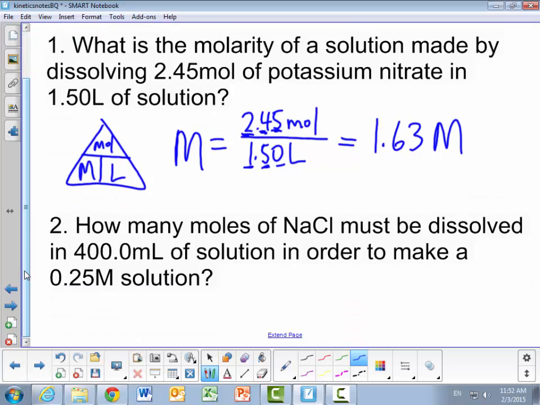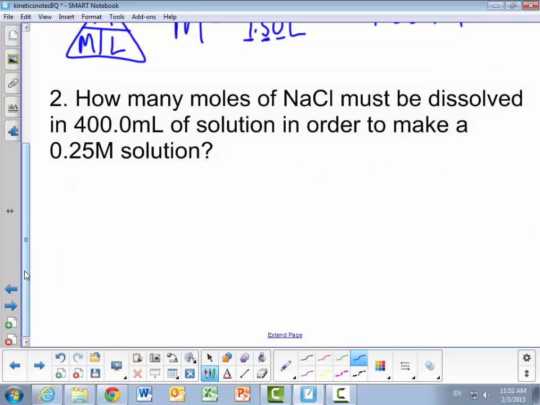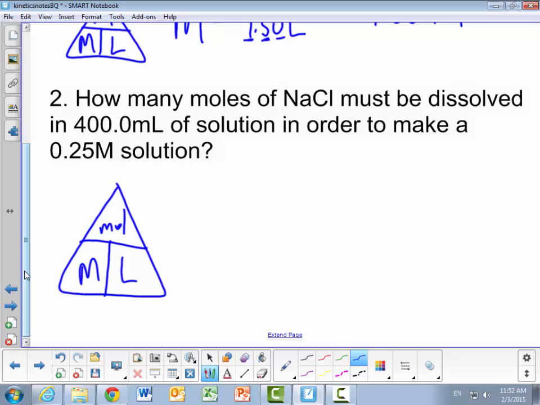Let's take a look at number 2. You might want to pause it and give it a try on your own. I'm going to start with my molarity triangle. Molarity is moles solute per liter of solution. This time I've been given volume and I've been given molarity.